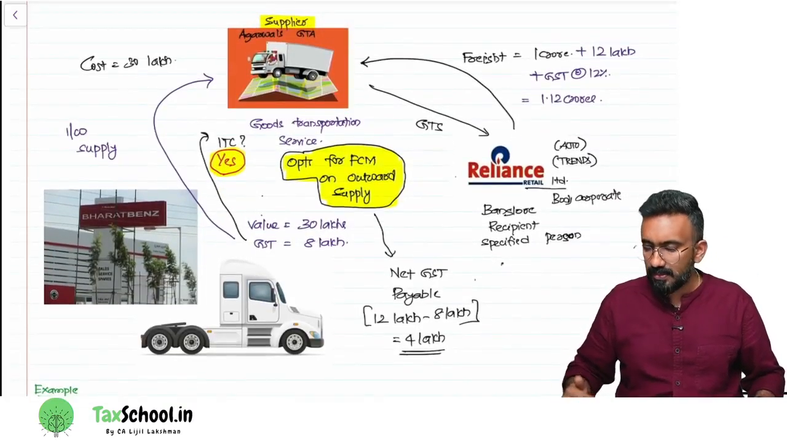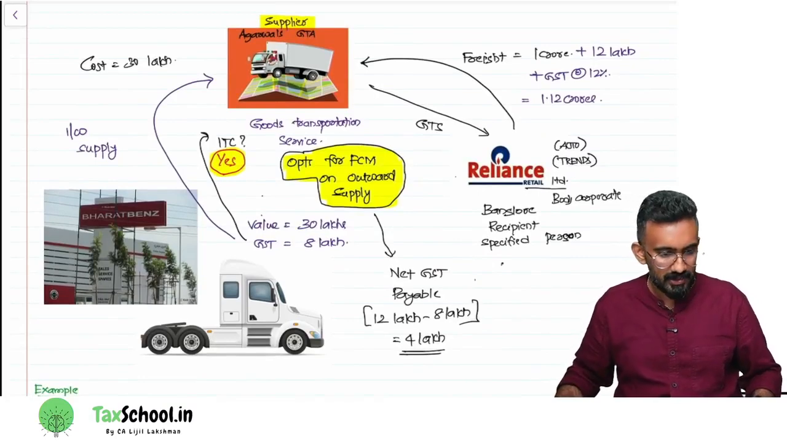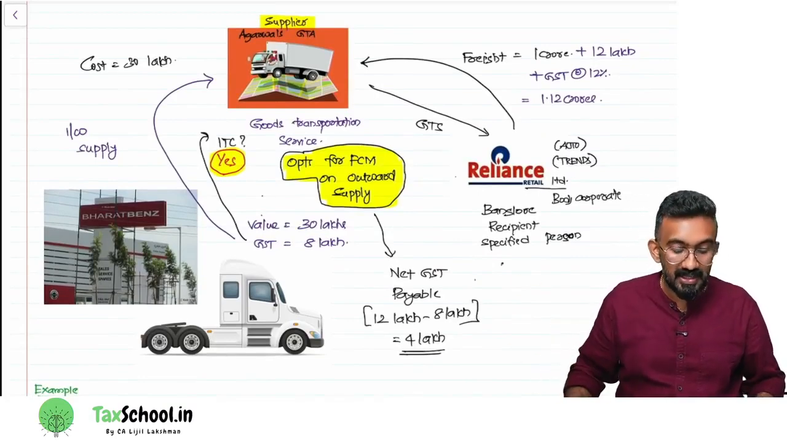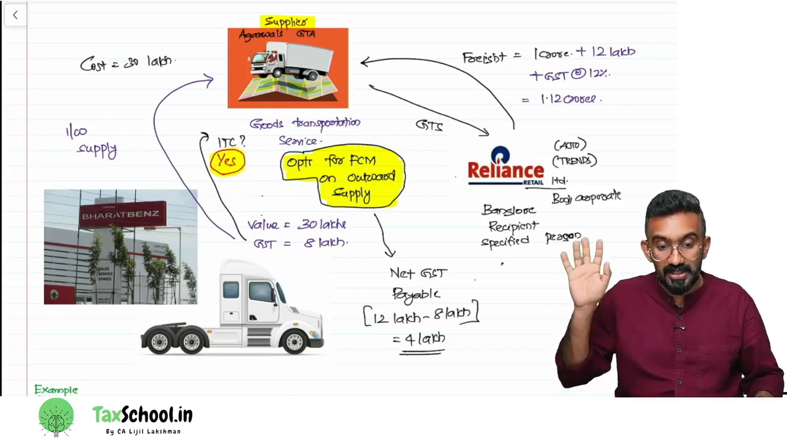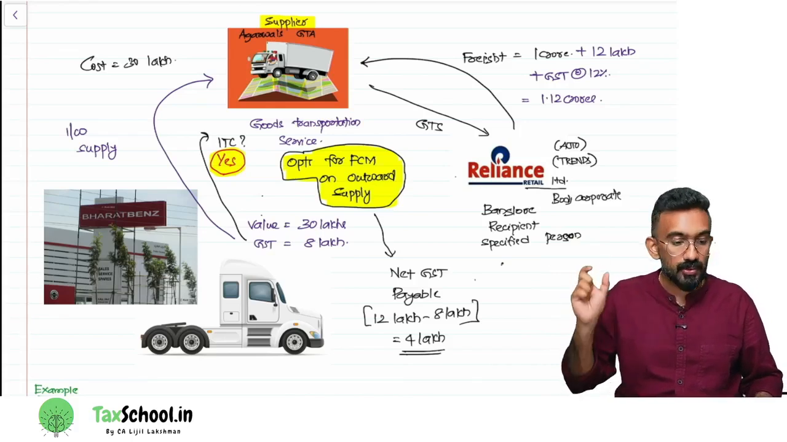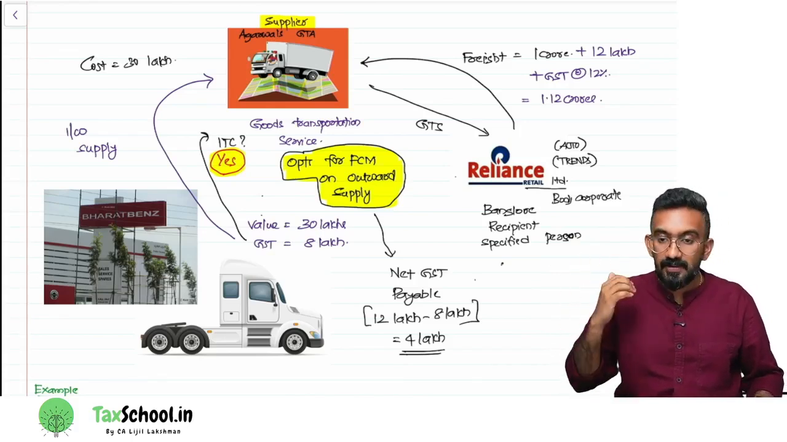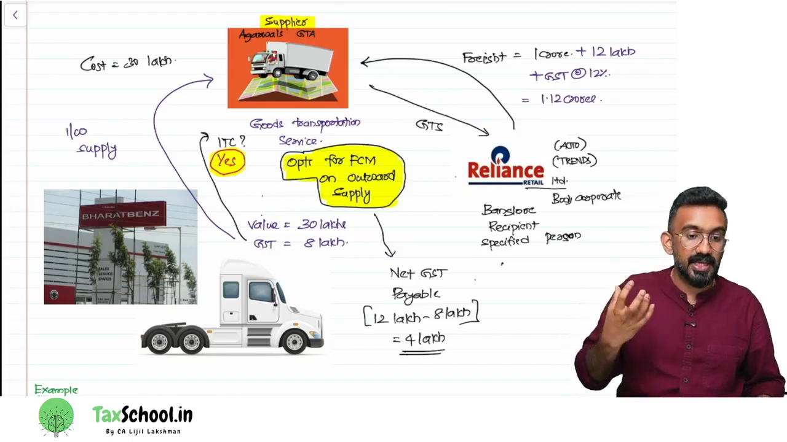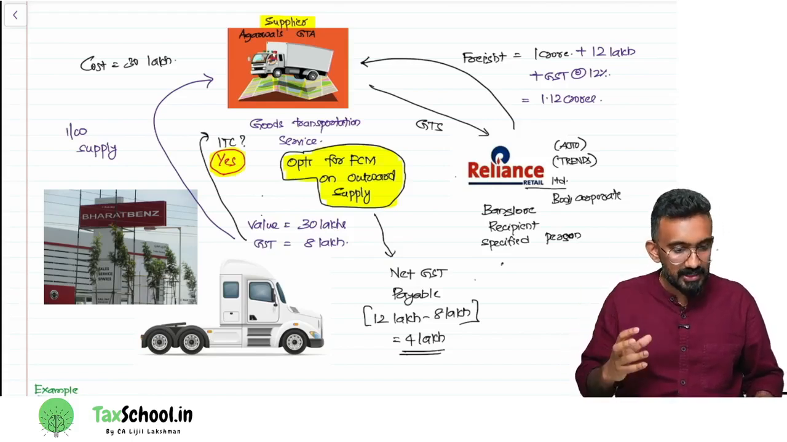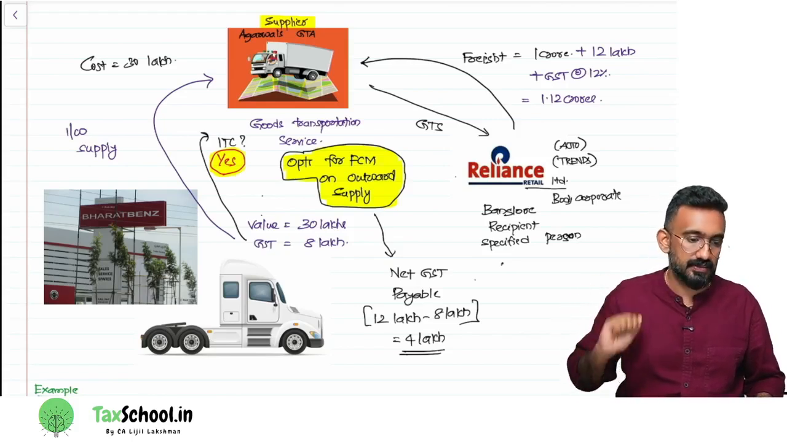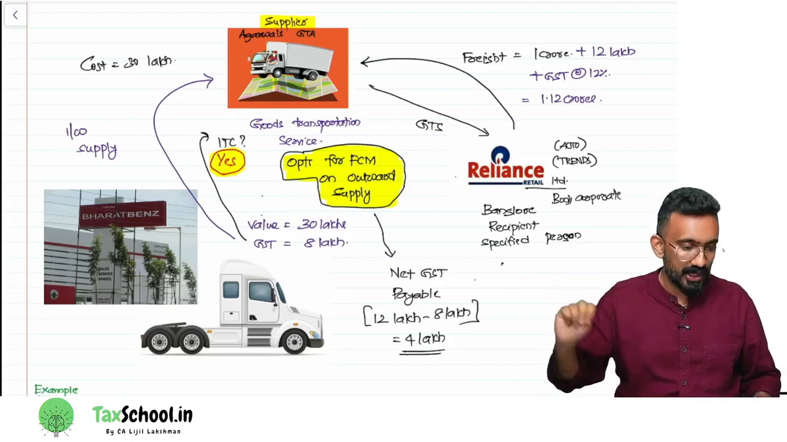If Agarwal GTA provides services to Reliance Retail and opts for FCM, it will collect not 1 crore, but 1 crore plus 12% GST from Reliance Retail. Reliance Retail will pay 1 crore 12 lakh to Agarwal GTA. If Agarwal GTA has collected tax under FCM, it will have an outward tax liability of 12 lakh. In that case, can Agarwal GTA take the input tax credit of 8 lakh paid on purchase of the truck? Yes. So they will net pay 4 lakh.